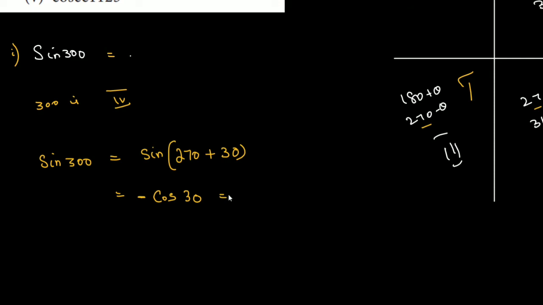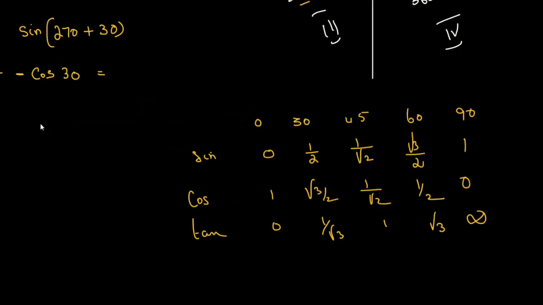What is the value of minus cos 30? Find. So what is the value of cos 30? Root 3 by 2. So minus sign here. So minus root 3 by 2.